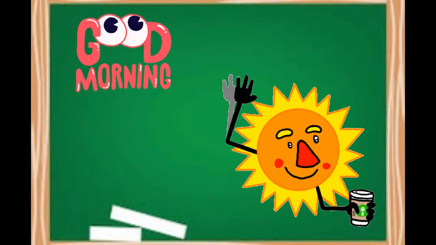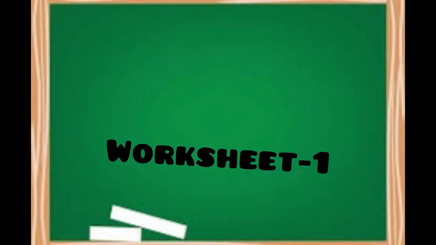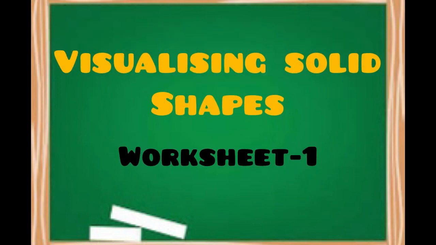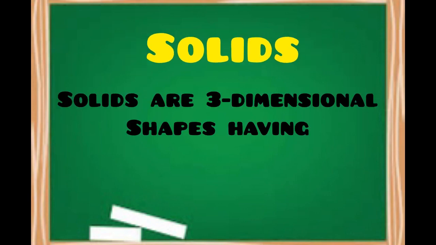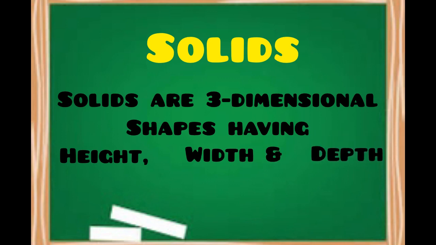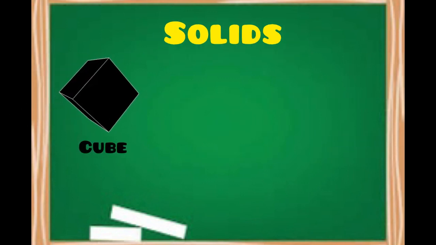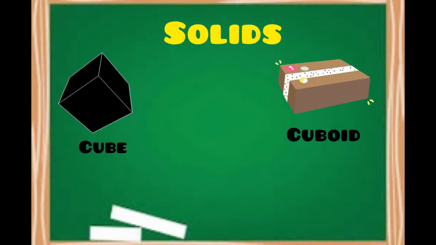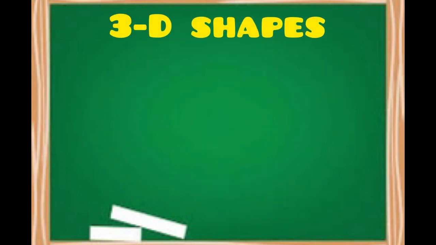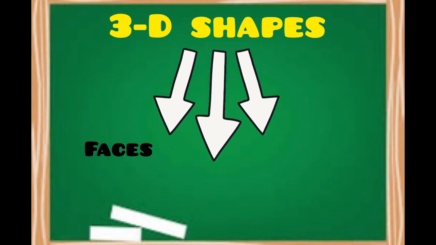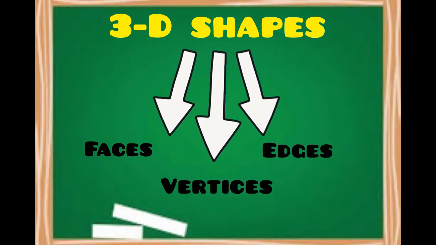In today's video, we will be doing the first worksheet of the chapter Visualizing Solid Shapes. But before that, let's recap a few things. Solids are three-dimensional shapes having height, width and depth. For example, a cube, a cuboid and a square pyramid. These shapes have attributes like faces, vertices and edges that describe them.